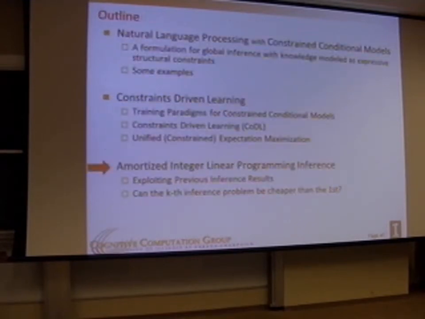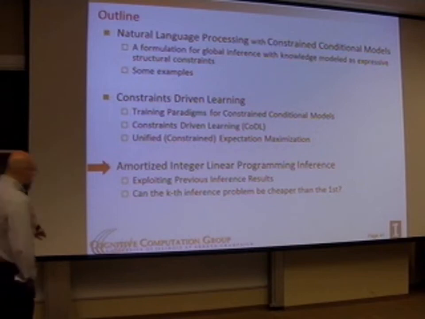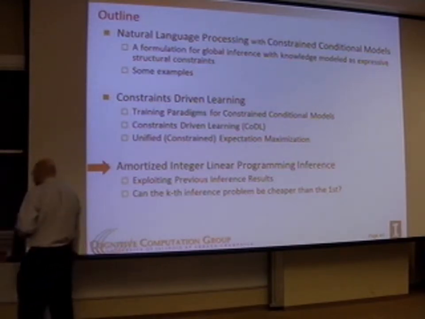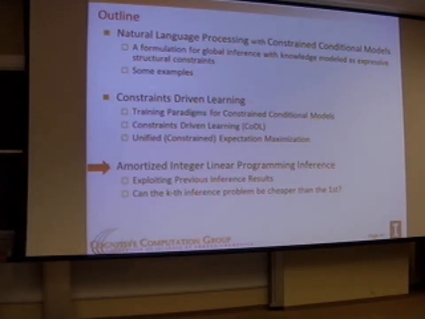The final thing I want to say is I want to talk a little bit about inference. And I want to talk about inference in a different way than we typically talk about inference. Typically, we talk about algorithms. Can we take this inference algorithm and massage it a little bit to improve it? And I want to give a slightly different perspective of the inference problem here. Basically, I want to ask the question, can the kth inference problem be cheaper than the first?